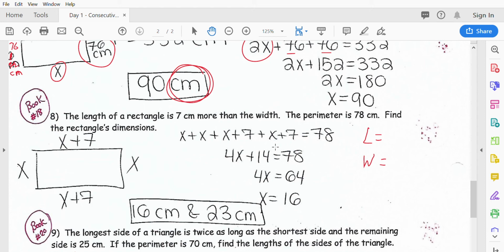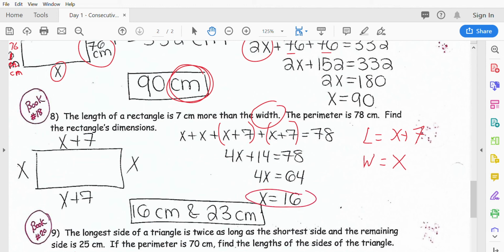We are comparing the length to the width. The width is mentioned last, so the width is x. The length of the rectangle is 7 centimeters more than that, so x plus 7. And so perimeter is 78. So once again, just add each side, x plus x, and then plus x plus 7, plus x plus 7. You get 4x plus 14 equals 78. Subtract 14. Then divide by 4, and you get x equals 16.